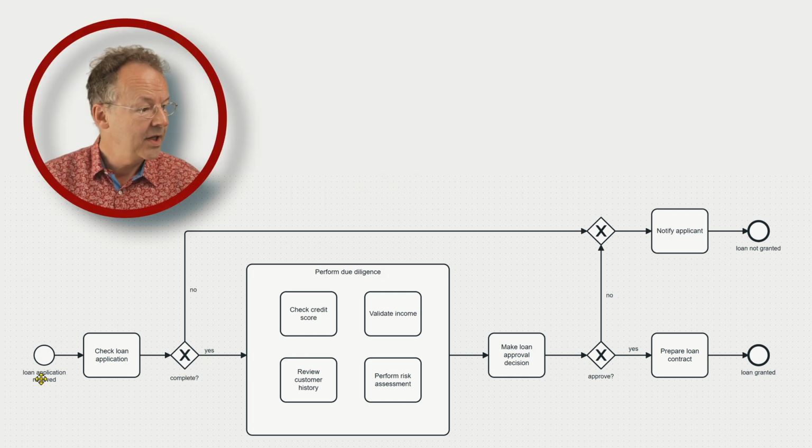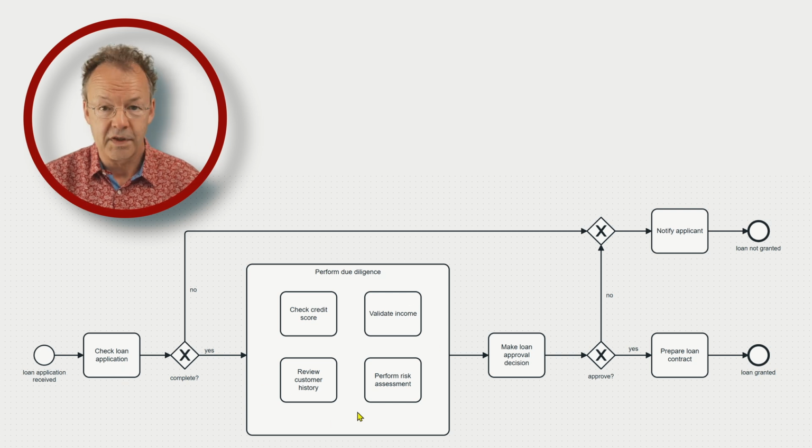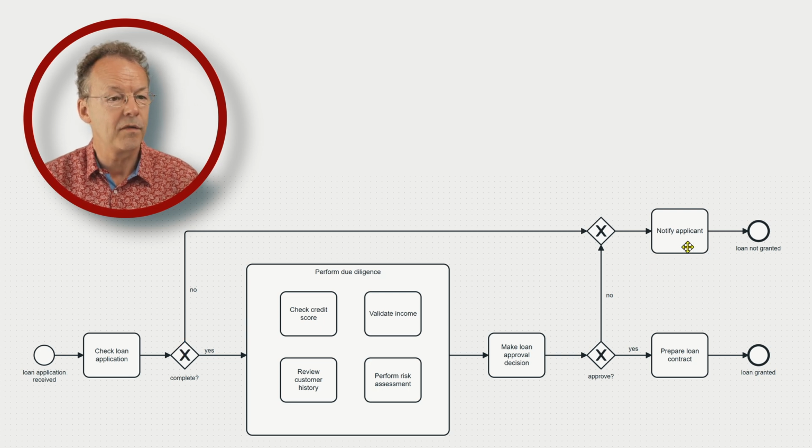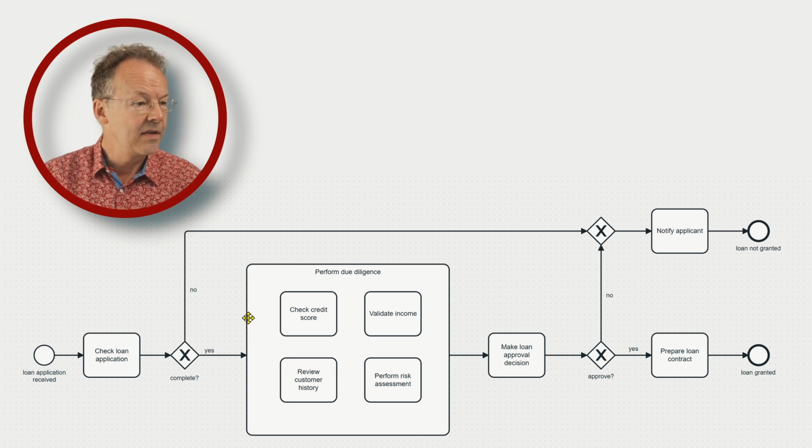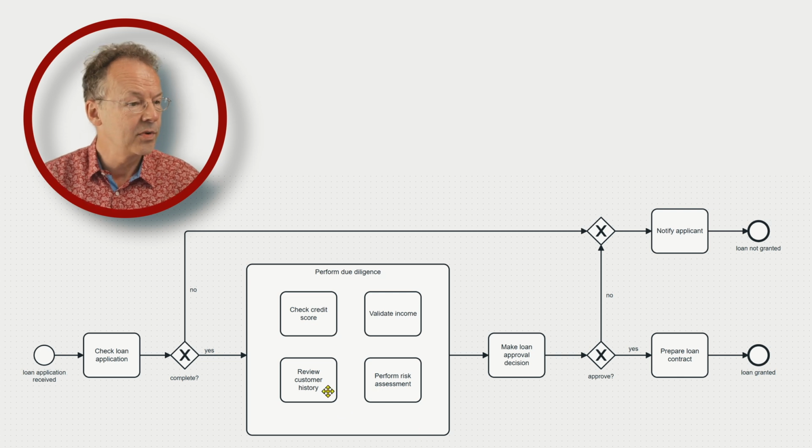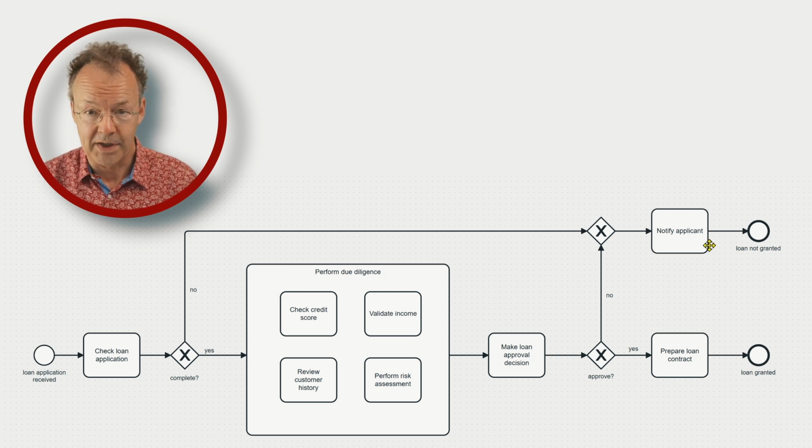So we have loan application received. We check the loan application, and if it is complete, we continue here to this sub-process. If it's not complete, we go up here and we notify the applicant that it's not complete. Then we have this perform due diligence sub-process: check credit score, validate income, review customer history, perform risk assessment. And then we make the loan approval decision. If the decision is positive, we prepare the loan contract. Otherwise, we go up here and notify the applicant.